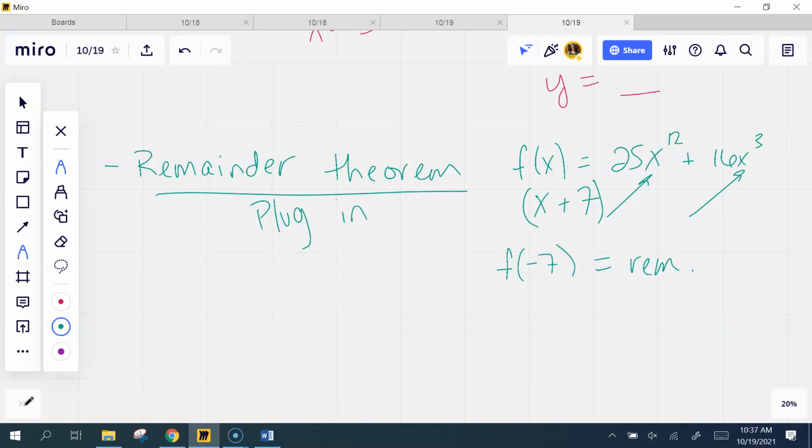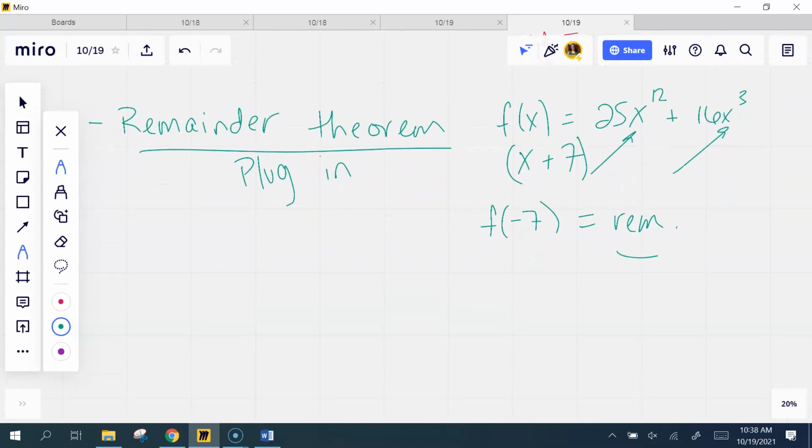The opposite sign. Technically, whatever this remainder is, you put it over x plus 7. But this is what I'm looking for here. It'll just be a value.